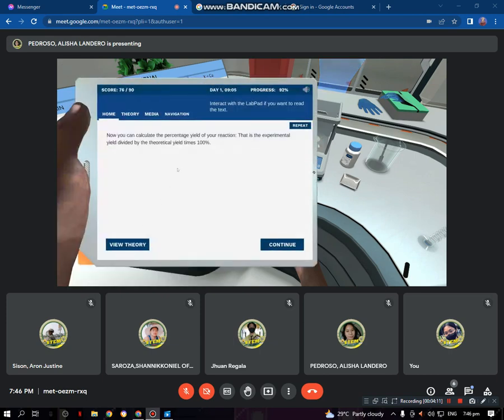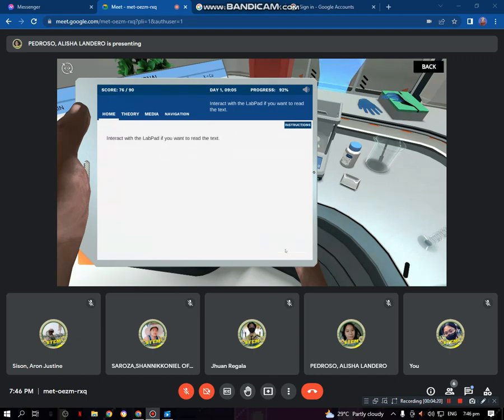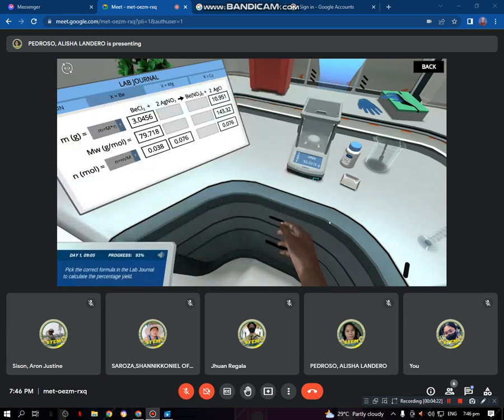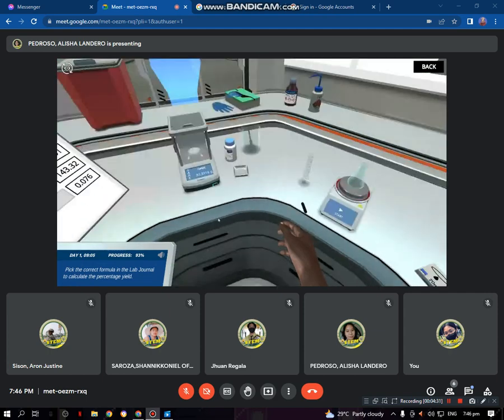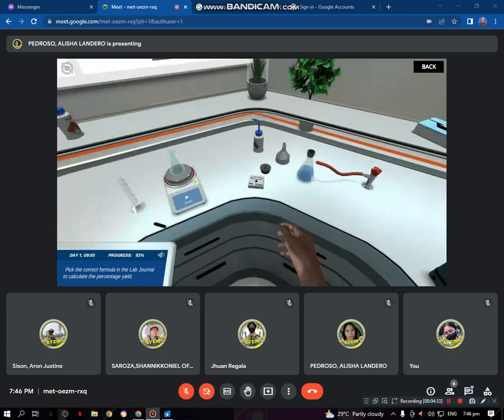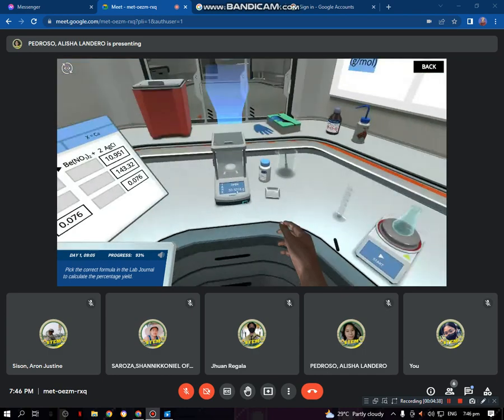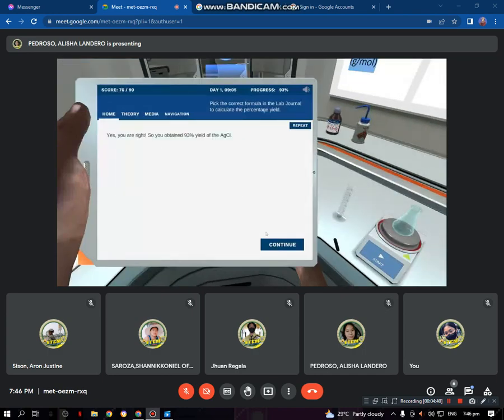Now you can calculate the percentage yield of your reaction. That is the experimental yield divided by the theoretical yield times 100%. Pick the correct formula in the lab journal to calculate the percentage yield. We've completed this task for you. The percentage yield is equal to experimental value divided by the theoretical value, multiplied by 100%. Yes, you are right. So you obtained 93% yield of the silver chloride.